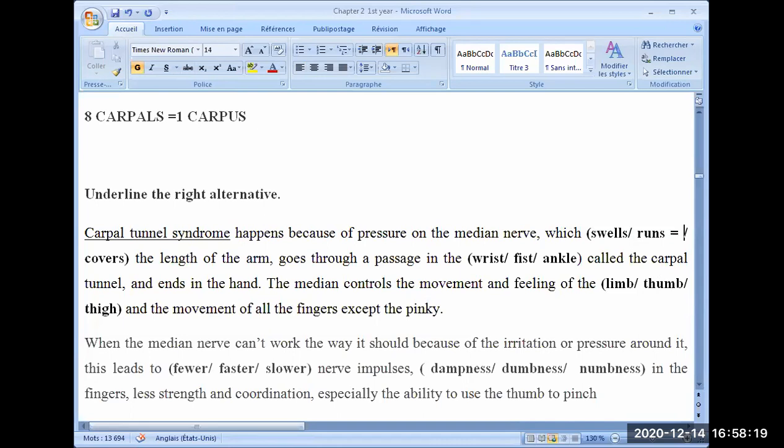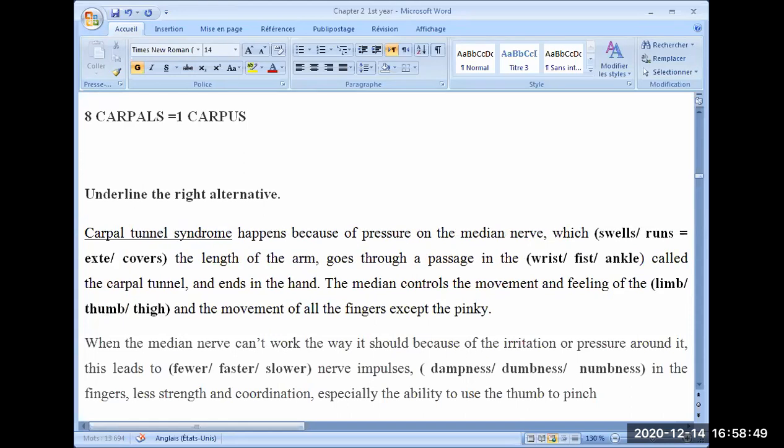Say here, it runs. We have, for example, the arm runs from the shoulder joint to the wrist joint. So you can replace run with the verb extend. Okay, so here runs means extends.